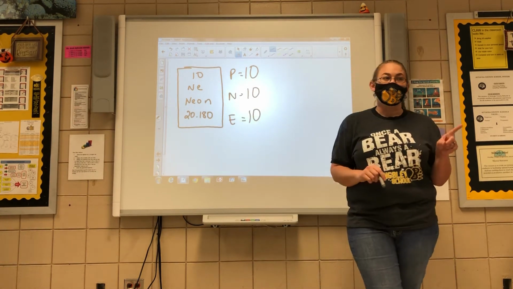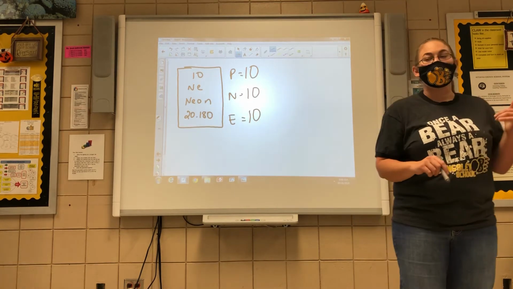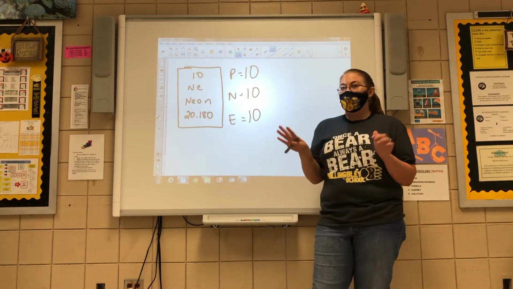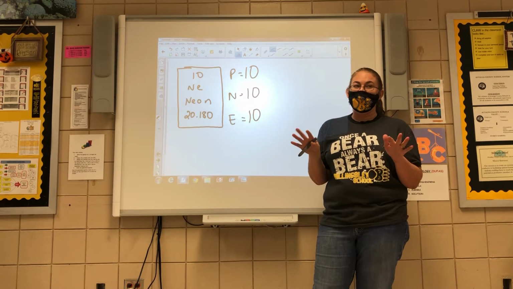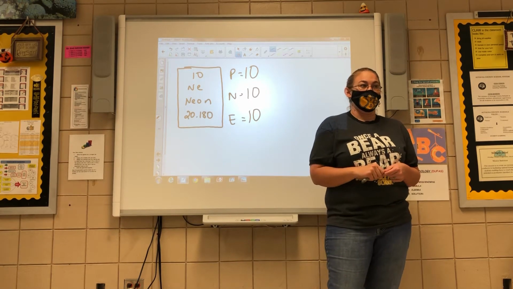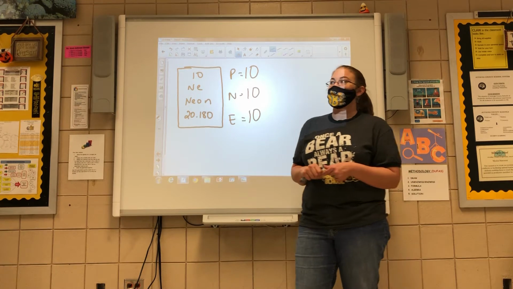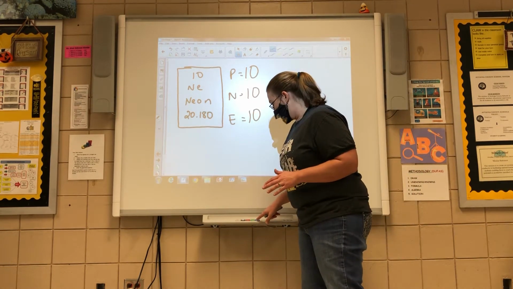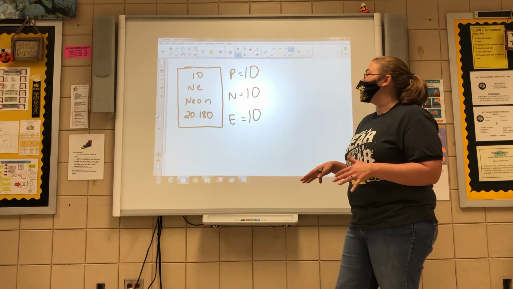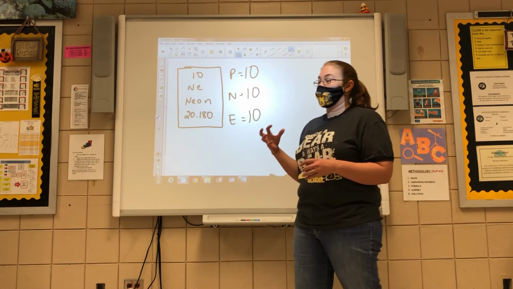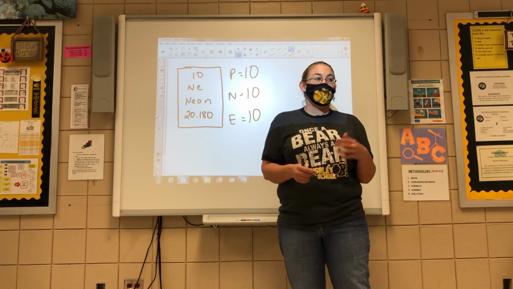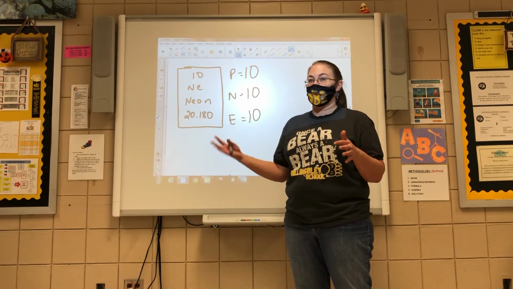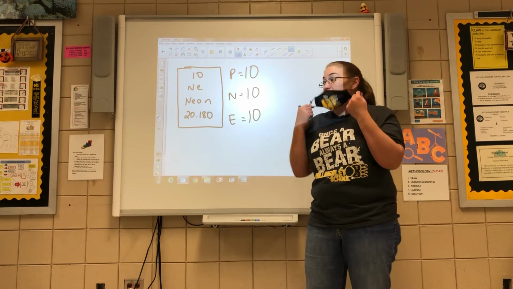All right, now that we know protons, neutrons, and electrons, we can do a Bohr diagram. When you're doing Bohr diagrams, I have you do a little bit extra, because I want you to know the placement of all the parts. In the middle of the atom is the nucleus, so I want you to put the protons and the neutrons there, because they are what make up the nucleus, right?